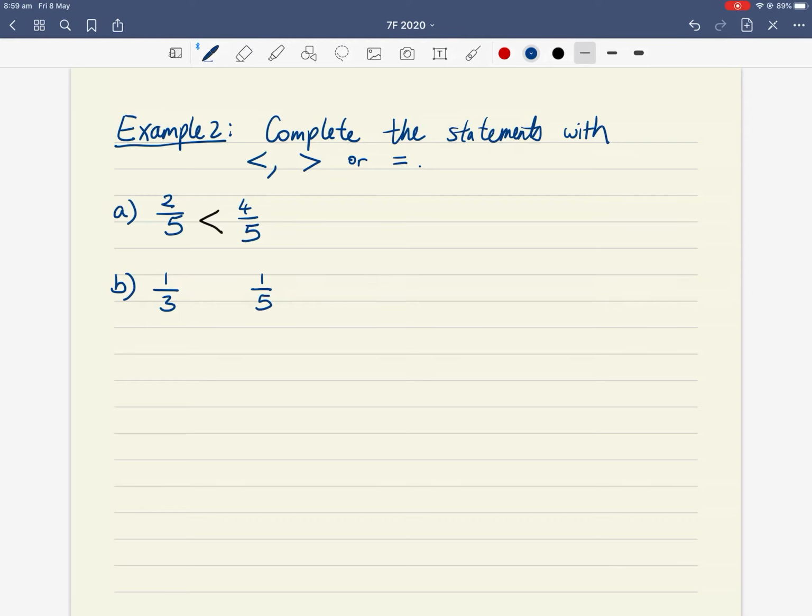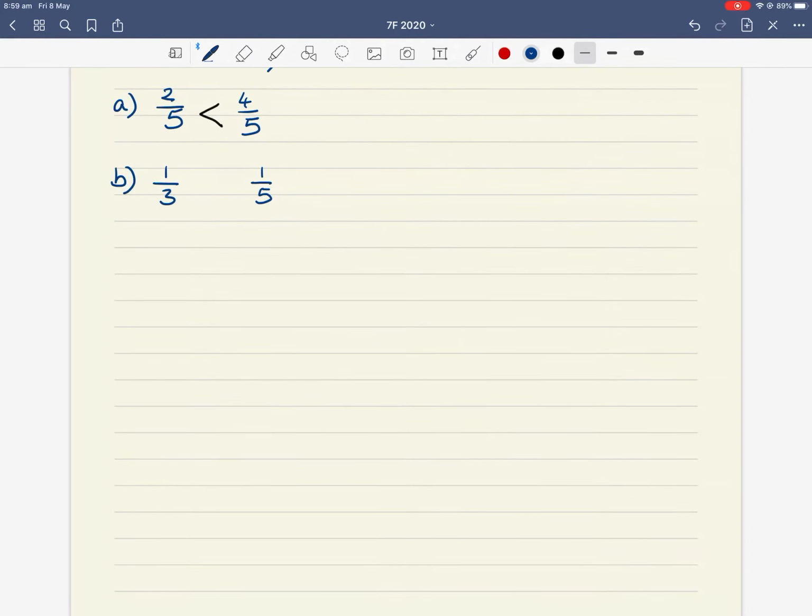Part B, we're going to compare 1/3 versus 1/5. They're not mixed numbers, that's fine, so we've done step 1. Step 2, are our denominators the same? No, 3 and 5 are not the same number, so we need to convert them to have the same denominator. So we need to work out the lowest common denominator between these two fractions. What's the lowest common multiple between 3 and 5? Well, 3 times 5 is 15. So our lowest common denominator is 15.